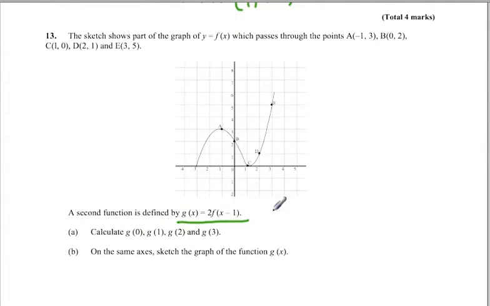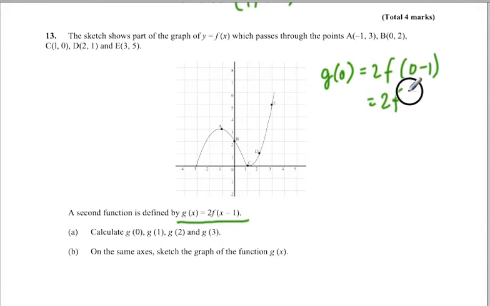So g of 0 is basically equal to 2 times f of 0 minus 1. So it's 2 times f of negative 1. And if we look, what is f of negative 1? F of negative 1 is the value of, let's see, 1, 2, 3. It's a value of 3. So it's actually 2 times 3, which is equal to 6. So g of 0 is 6. So we're done with that one. Let's do g of 1.